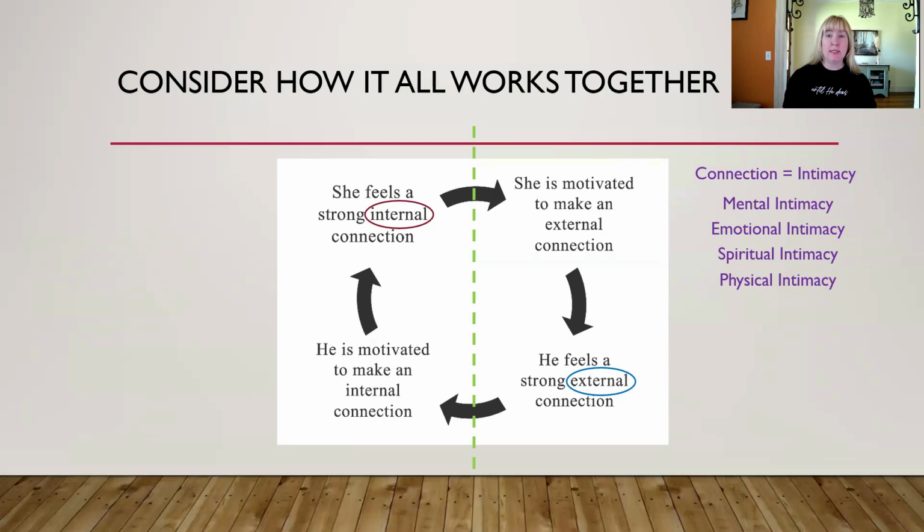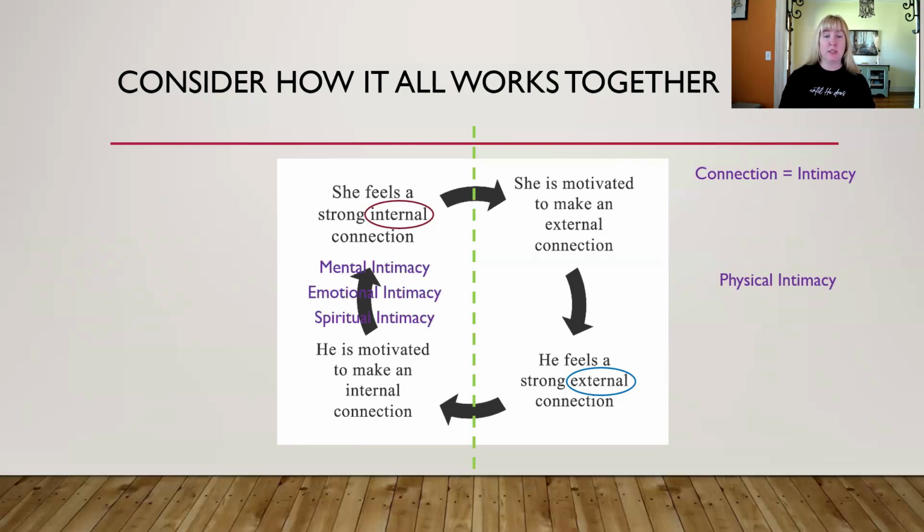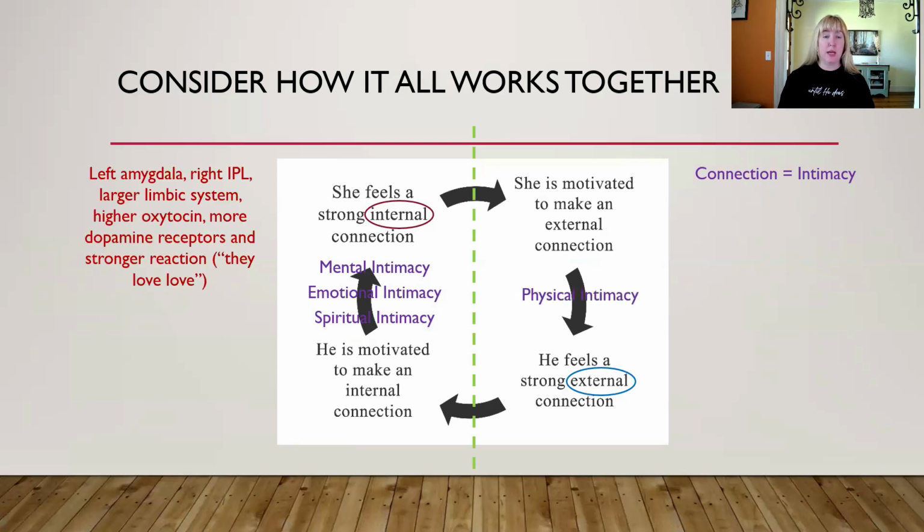So that's the idea, is it's supposed to be, again, an ongoing dynamic between a husband and a wife. So we have the mental intimacy, the emotional intimacy, and the spiritual intimacy on the internal side, the physical intimacy on the external side. And as I said, that left amygdala, right IPL, as well as the larger limbic system, more oxytocin, more dopamine, right? They love love. That's going to be on that side. Whereas his right amygdala, left IPL, lower oxytocin, higher testosterone, that's going to drive that more external focus on the connection.